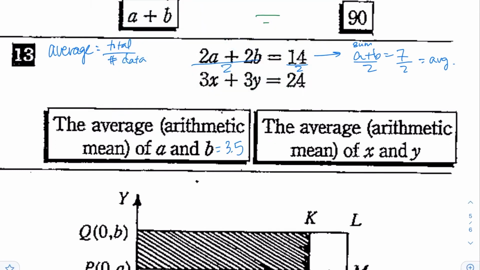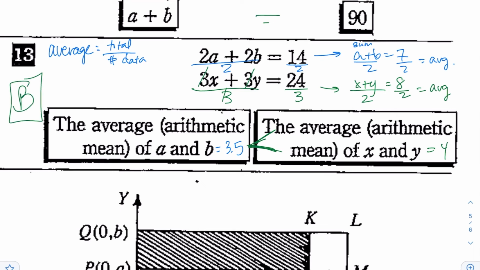For X and Y, you can divide both sides by 3 to cancel out this coefficient. And that would mean that X plus Y has to be equal to 8. And if you divide by 2 here, you get that the average is equal to 4. So in this case, 4 is greater than 3.5. So the answer is going to be choice B for number 13.